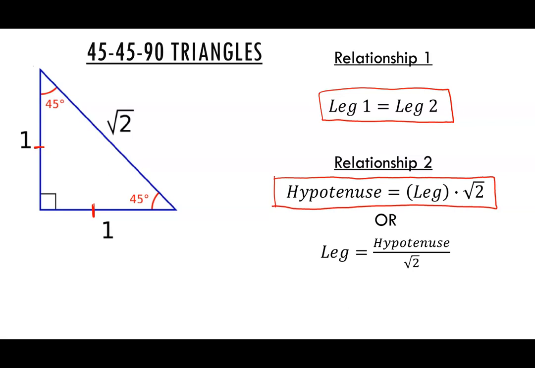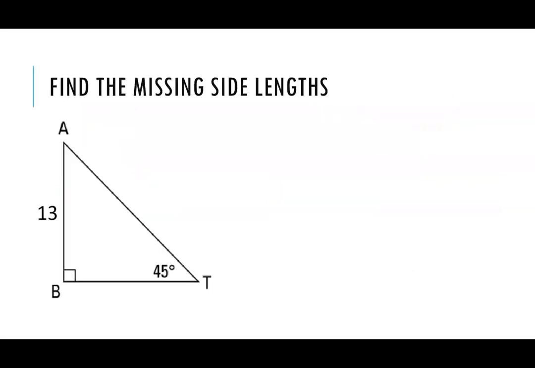And of course, if you want to use that the backwards way or the inverse way, you could divide that square root of 2 over to the other side, and so then you could say that the leg would be equal to the hypotenuse divided by square root of 2. Now let's try this out in a couple examples to see if this makes sense.